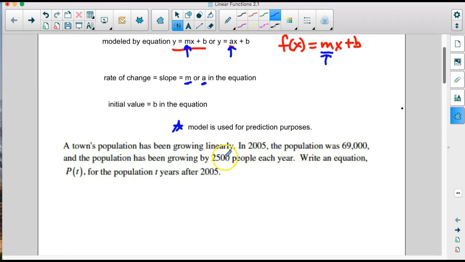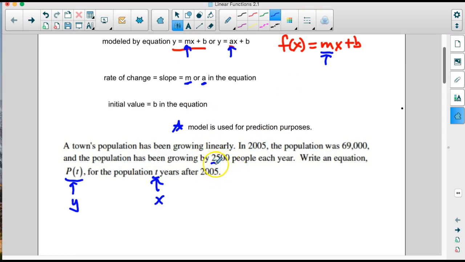In this video, I'm going to do a few examples. Here's my first one. It says the town's population is growing linearly. In 2005, the population was 69,000, and it's growing at a rate of 2,500 people per year. Now, we can identify these, and it says, in this case, write a function p of t. So this is my y value. And this is going to be my x value in the equation because it gives me different variables than our model here.